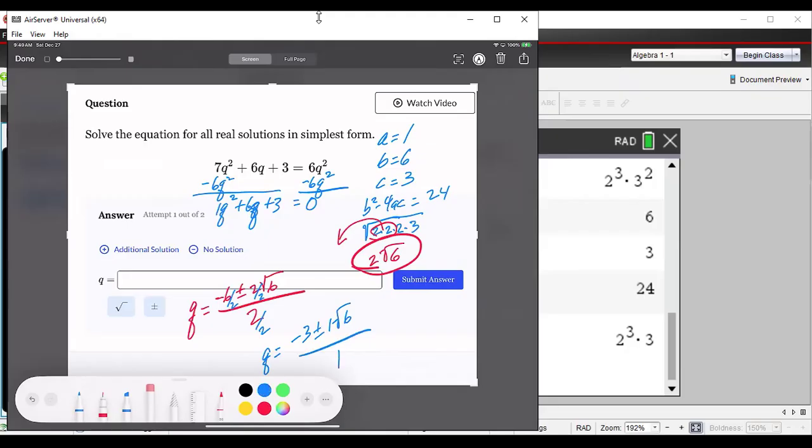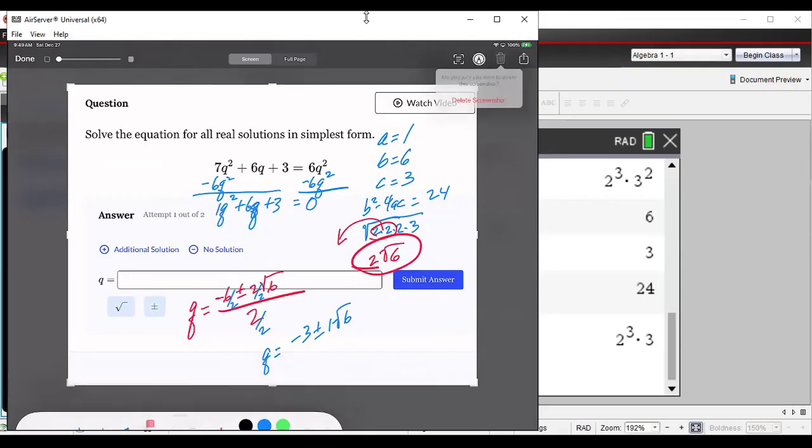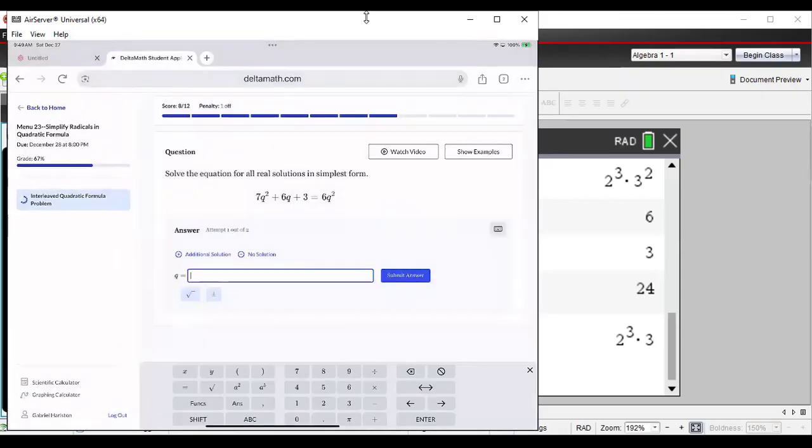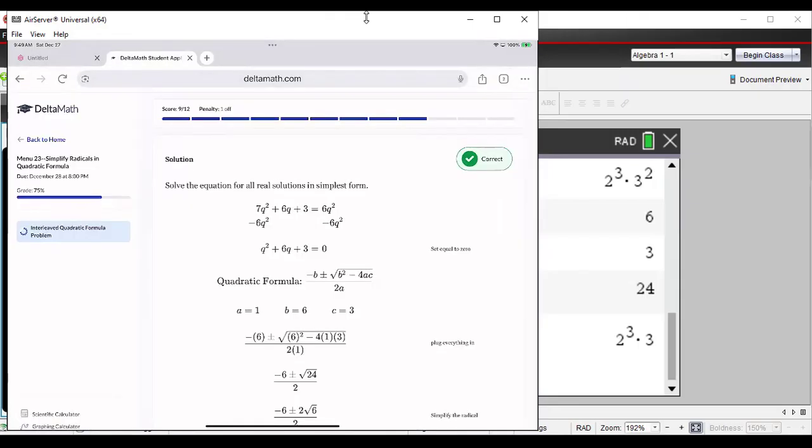But if it's over 1, we don't have to put that. We could just put this. That's going to be our answer, a negative 3 plus or minus the square root of 6. So if I delete this, that's what I'm going to enter, a negative 3 plus or minus the square root of 6. Submit it. Says, nice job.